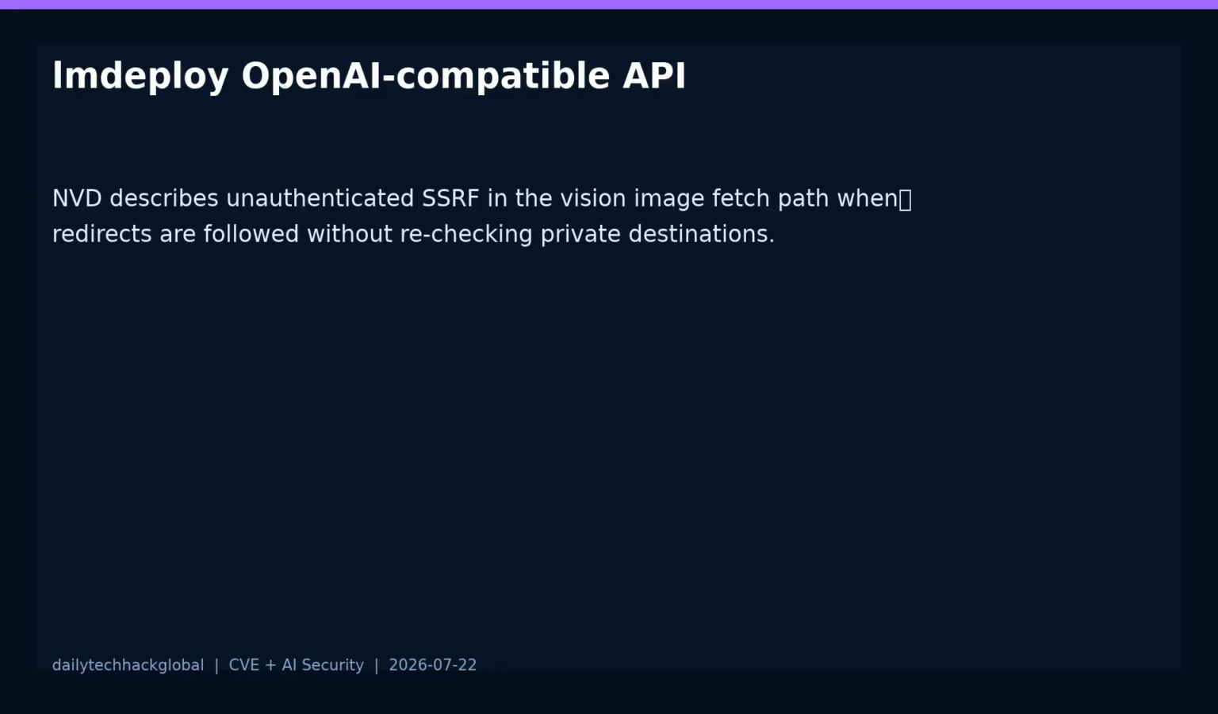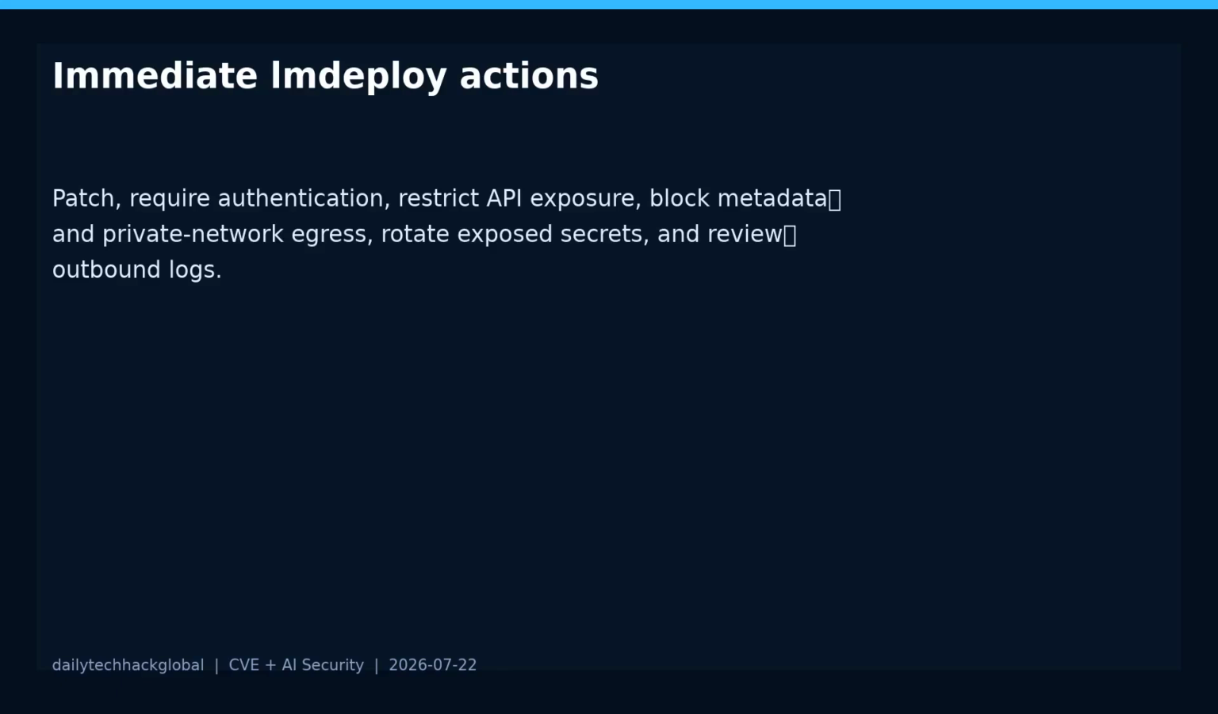First, lmdeploy. NVD says the OpenAI-compatible API server has an unauthenticated SSRF weakness in the vision image fetch path when redirects are followed without rechecking the destination. This briefing will not include payloads, exploit commands, or attack chains. For defenders, the important point is that AI endpoints often sit in privileged places, near GPU workers, private model repositories, logs, vector databases, object storage credentials, and cloud identity metadata. A request that looks like image retrieval can become a network boundary problem.